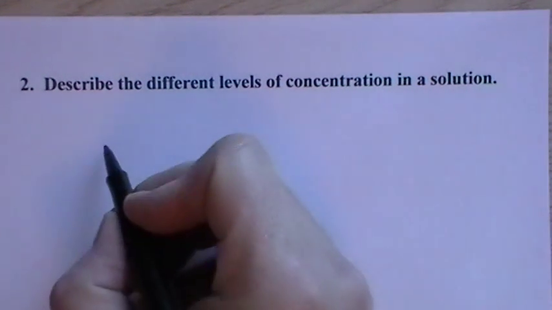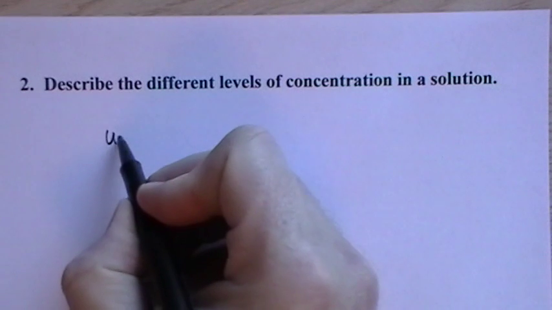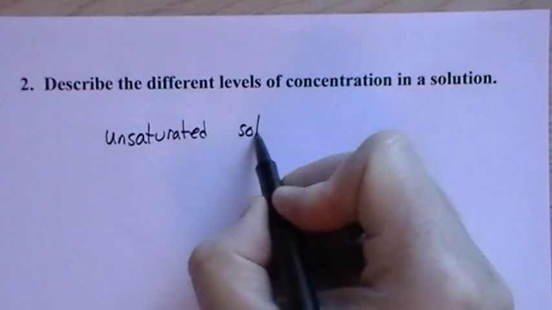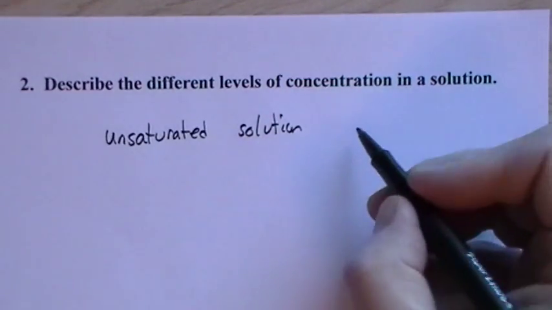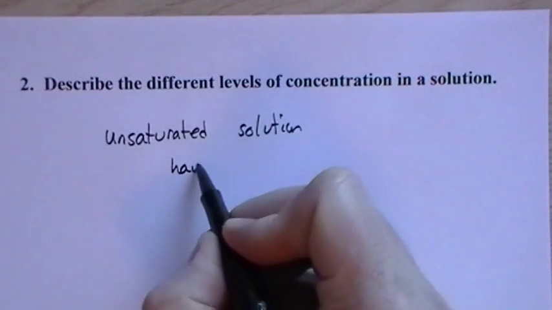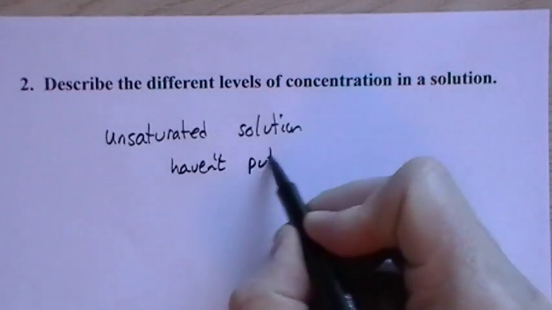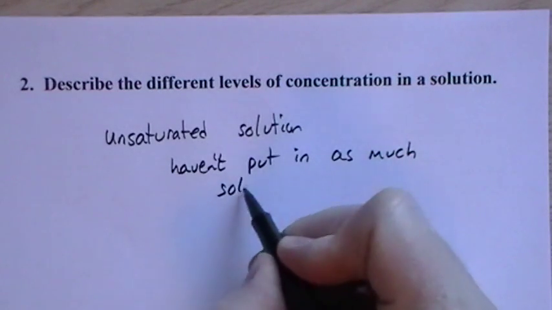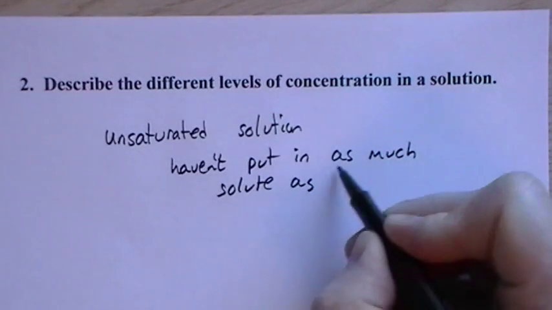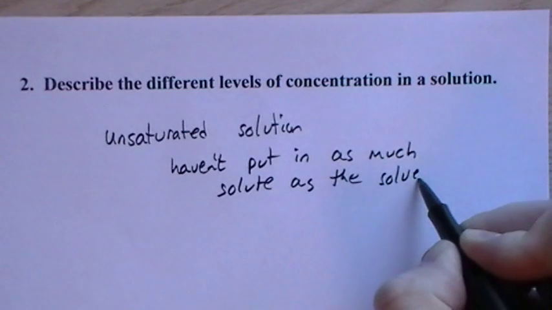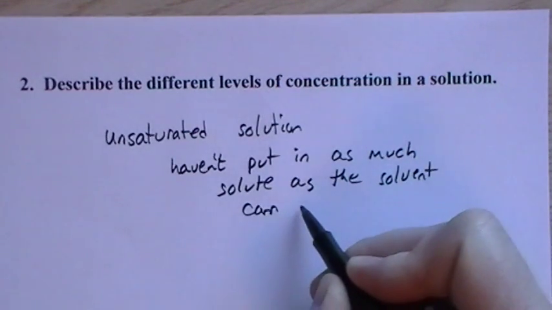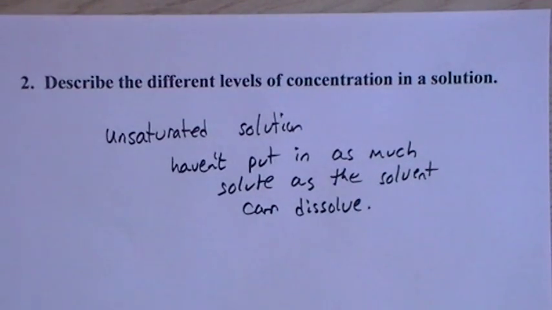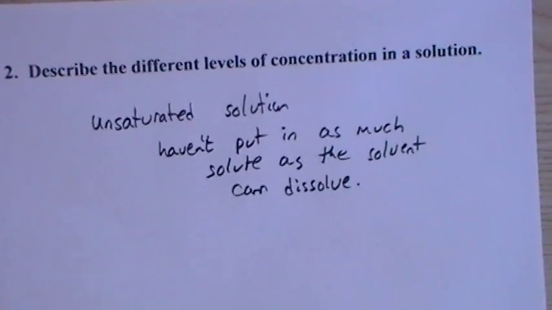Well, we have an unsaturated solution, and that means we haven't put in as much solute as the solvent can dissolve. So it means that we're just not there yet. We can keep putting more solute in. We can keep dissolving solutes.